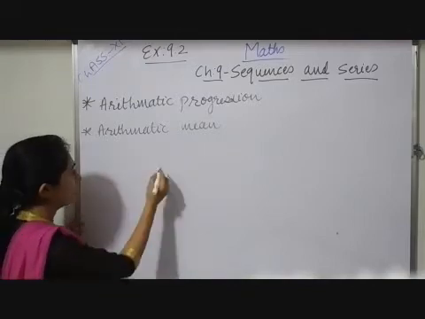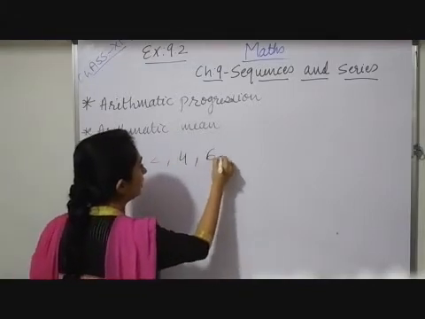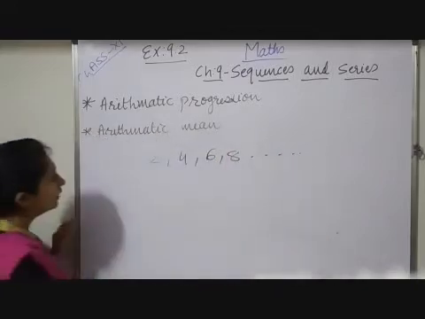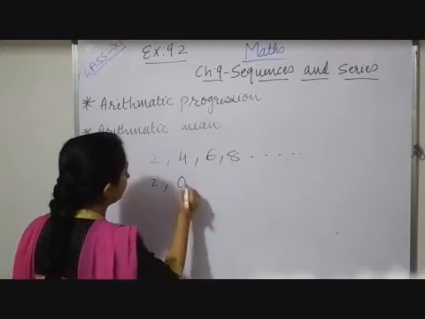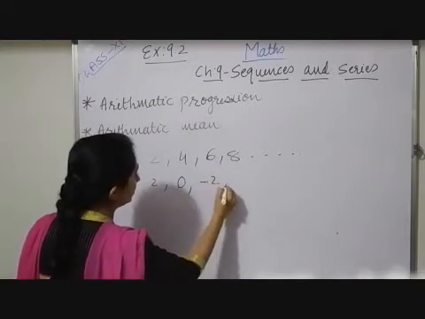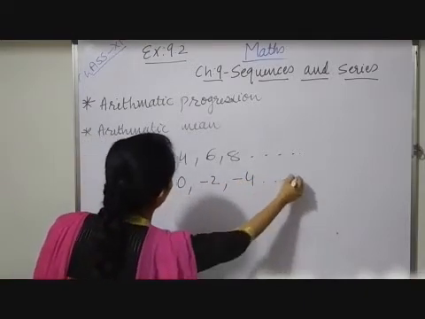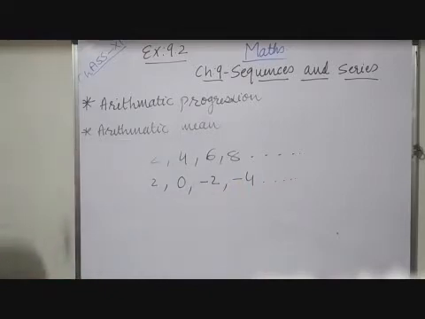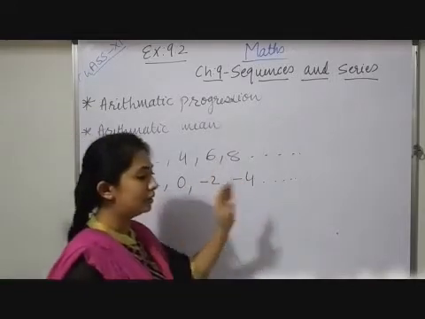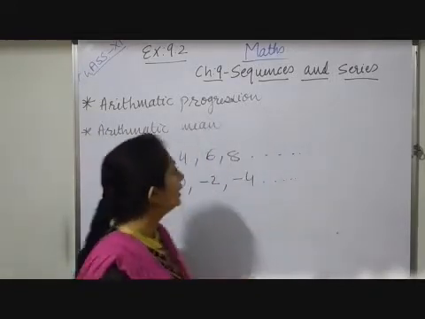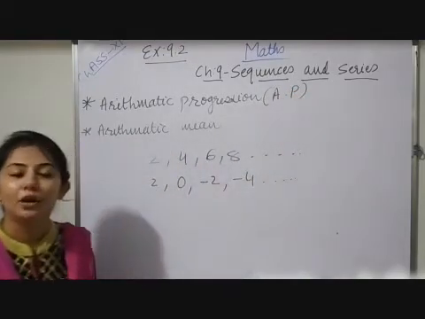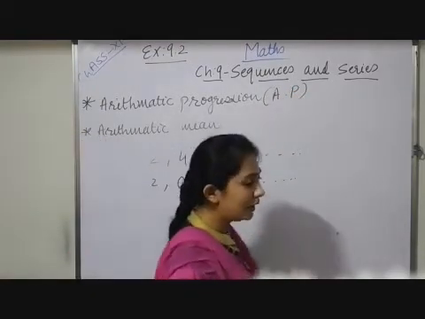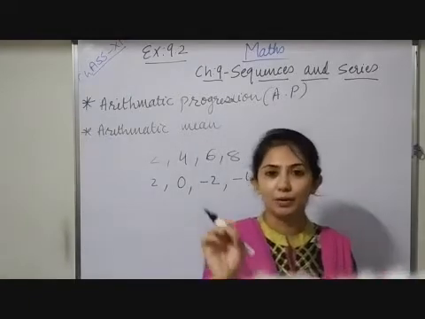Suppose I have one sequence, observe: 2, 4, 6, 8, and so on. Take one more sequence: 2, 0, minus 2, minus 4, and so on. Now I will determine whether it is an AP or not. Arithmetic progression, in short, we can denote as AP. This topic we have already studied in 10th standard. So AP means it is one type of sequence.